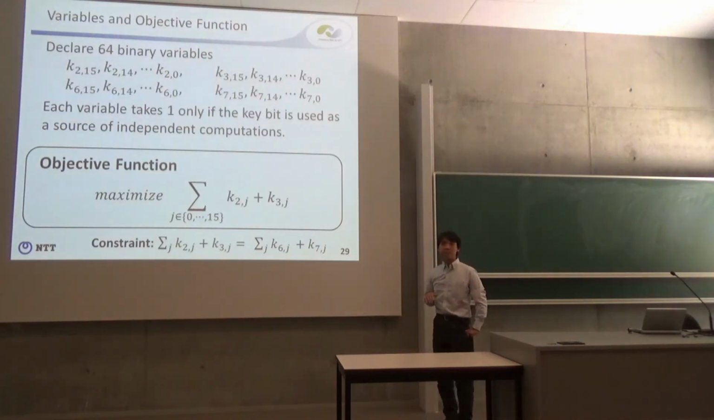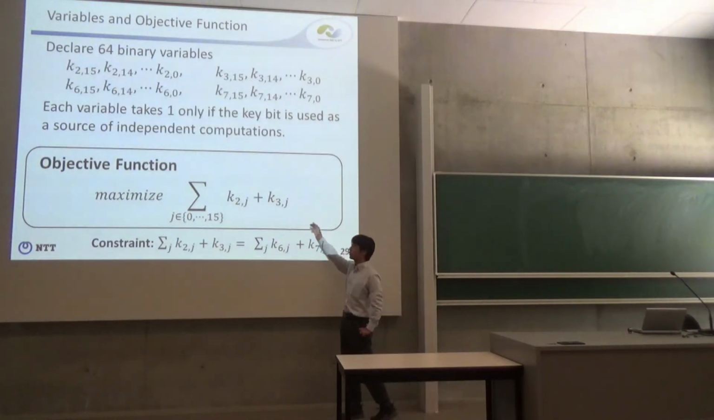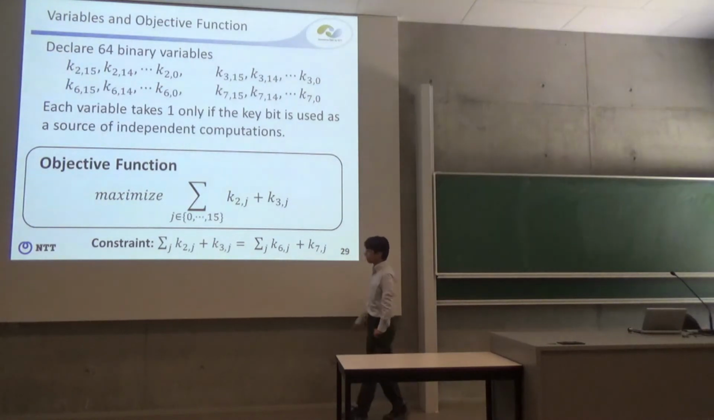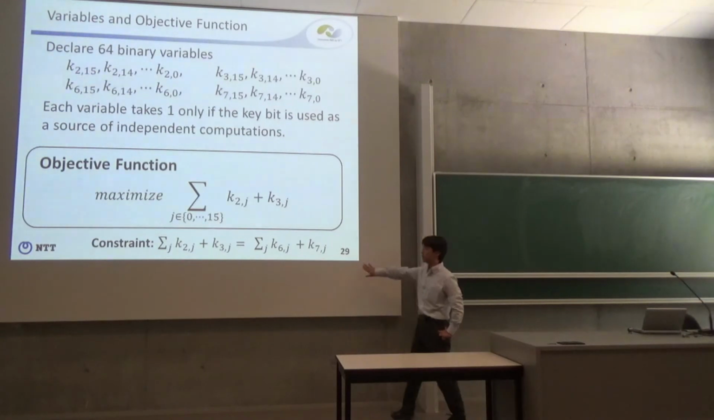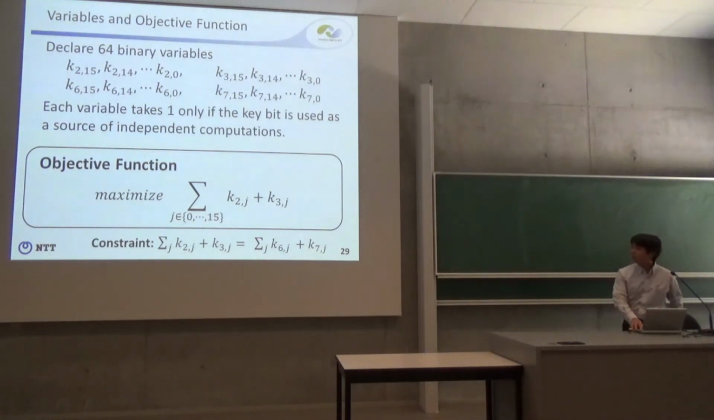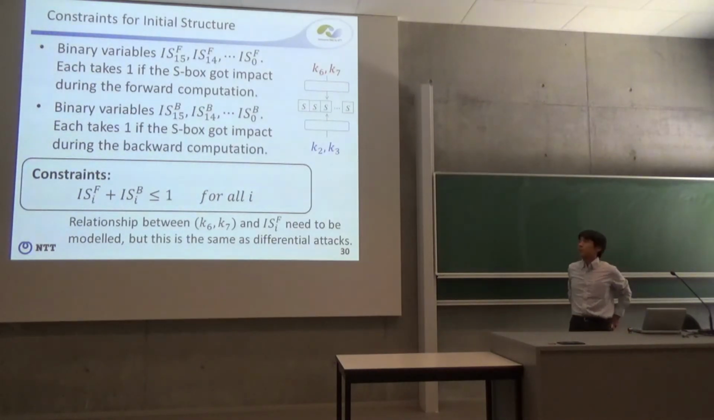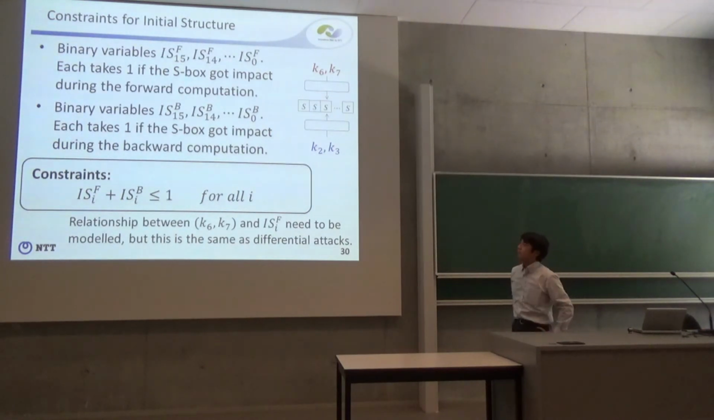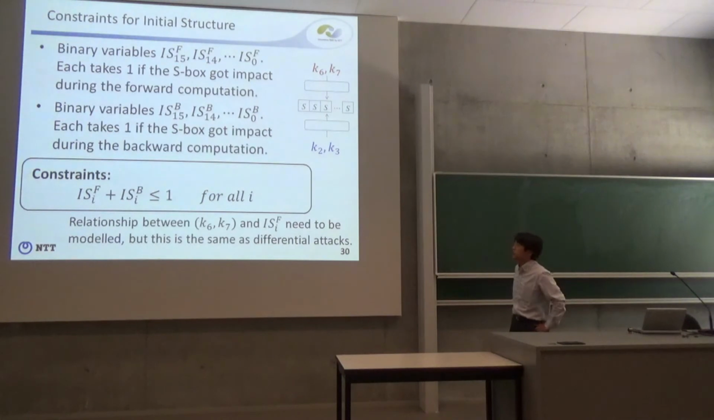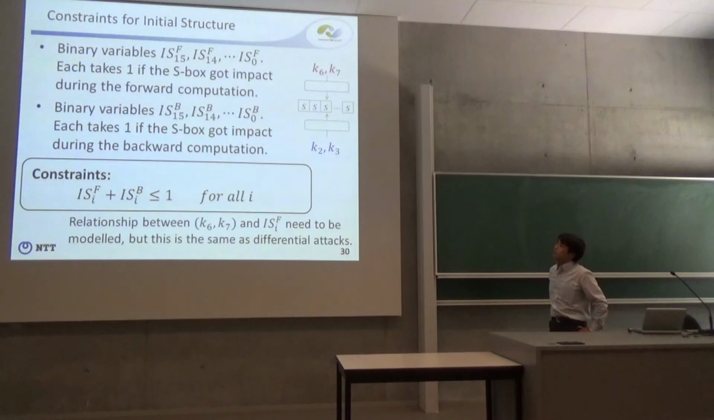But to balance the complexity, the number of active bits in the forward and backward directions must be balanced. So we need this constraint that the sum of the independent qubits in the backward computation equals the sum of the independent qubits in the forward computation. Okay, so this is the objective function, and then the remaining part is just setting up constraints for the initial structure and constraints for partial match. And this is the constraint for partial match, just to give you a brief idea. So we also define other binary variables, called initial structure for 15 and initial structure for 14 till initial structure for 0. We define those variables so that each takes 1 if the S box got impacted during the forward computation.